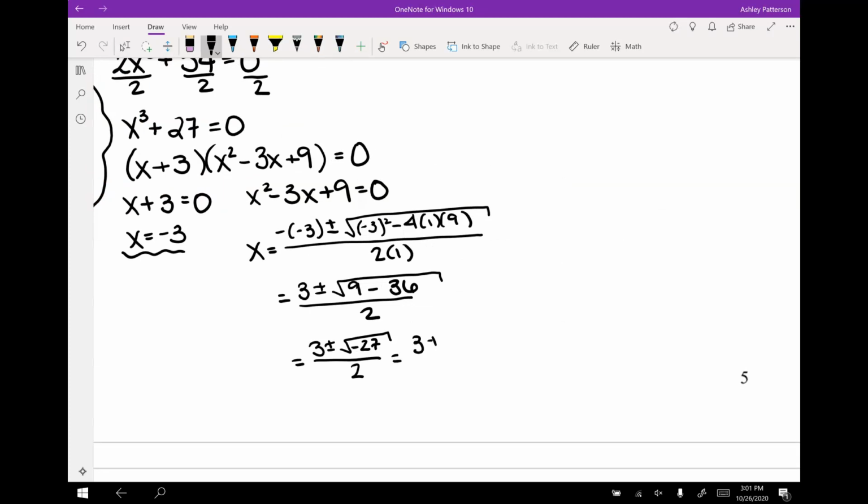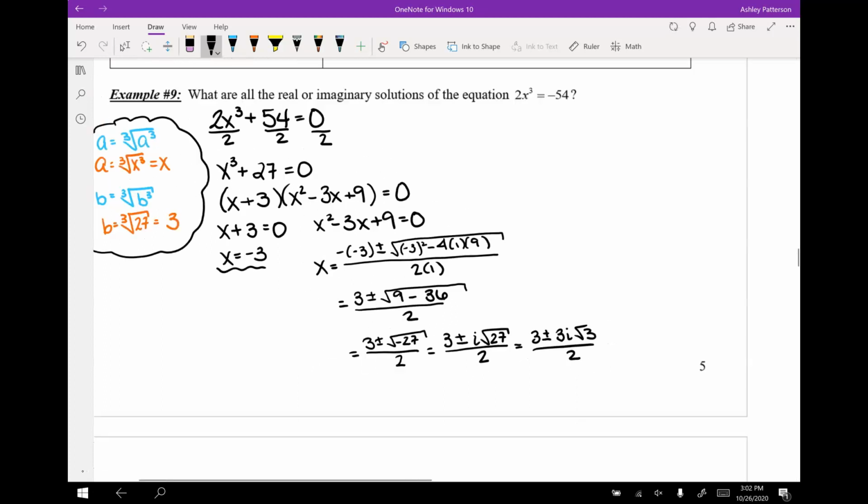All right, here we go. 3 plus and minus, I'm going to pull out the imaginary, which is the square root of negative 1, right? And then 27 can reduce to 9 times 3. So the square root of 9 is 3. 3i radical 3, all over 2. And that's as far as we can go.